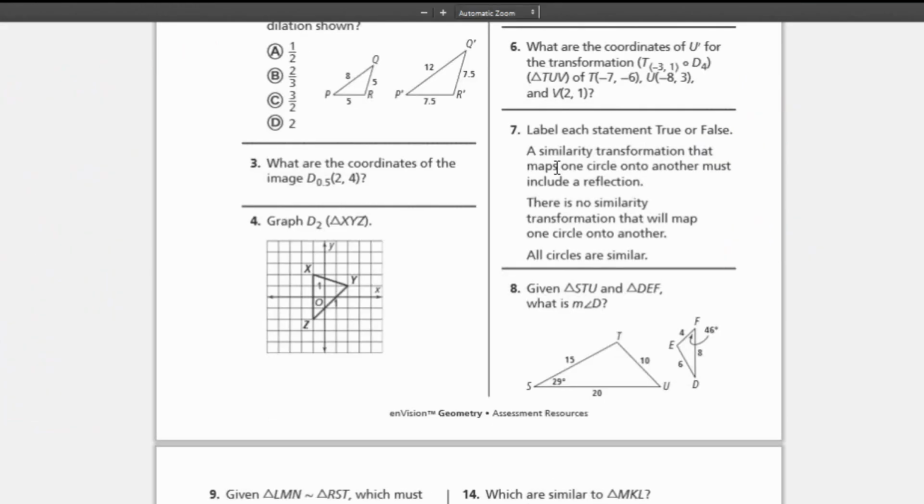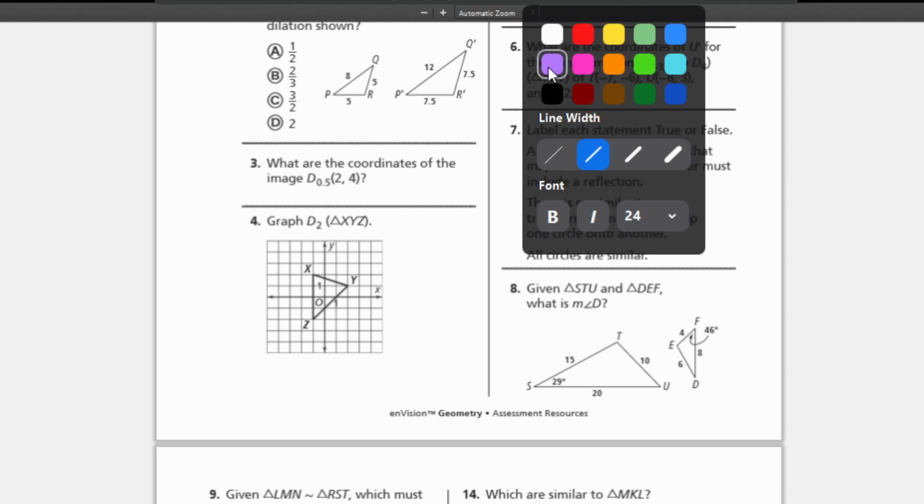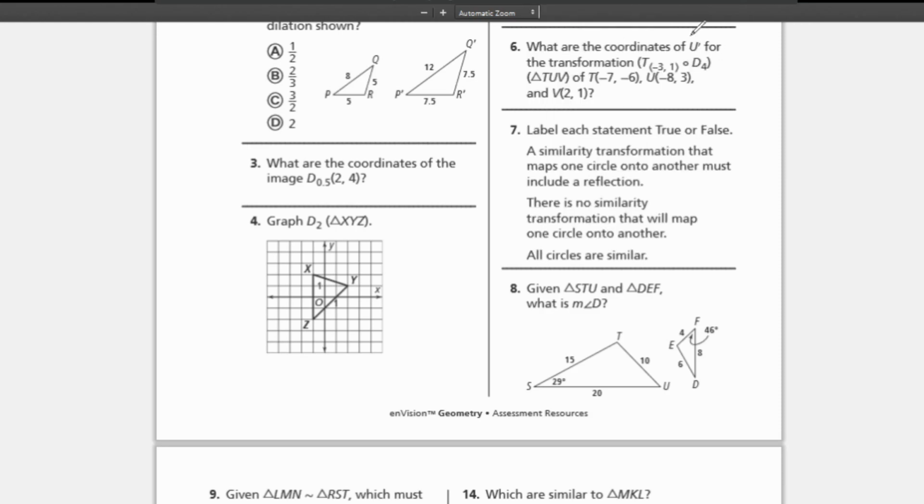What are the coordinates of U prime for the transformation of the, well, we're going to do a translation 3 to the left and up 1, composed with a dilation of 4. And then it gives me triangle TUV with its coordinates. Now, these tests are timed, and we're preparing for an EOC that's timed. If it's only asking for this one U prime coordinate, I'm not going to consider anything with T, and I'm not going to consider anything with V.